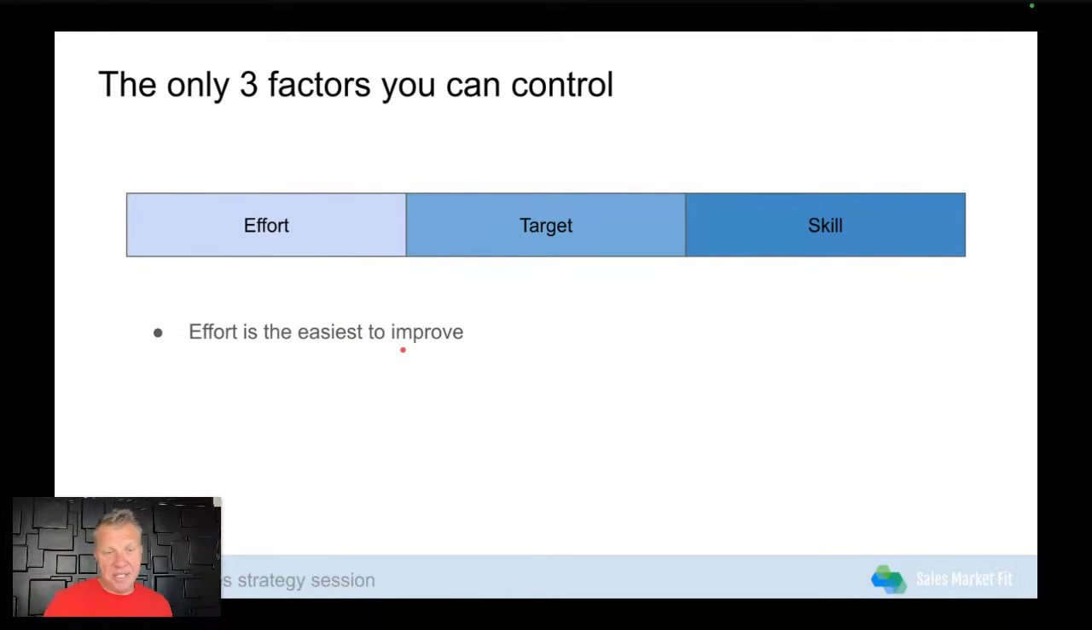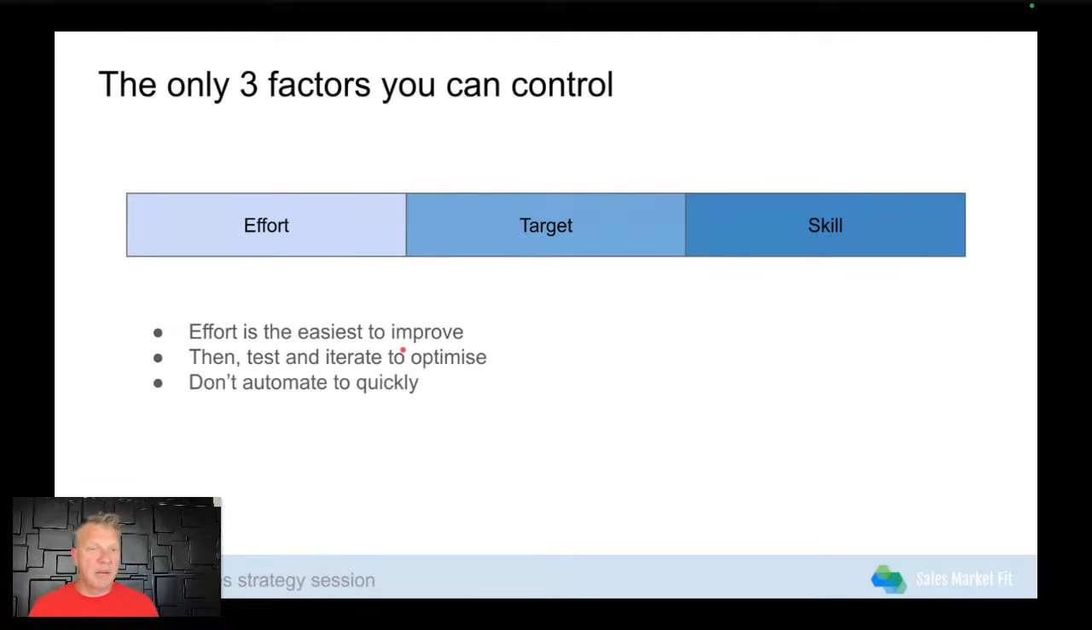Now, as I mentioned, effort's easiest to improve, and then it's about testing and iterating to optimize over time. I caution here, don't automate too quickly. If you automate too quickly, you lose the ability to get feedback from the market, and we need the feedback. Did I position that value conversation the right way to get them to take action to the next step? And that comes down to your strategy. Or did they just go, yep, okay, that seems great, but didn't take any action? Then the value point that we tried to make there didn't hit the mark.